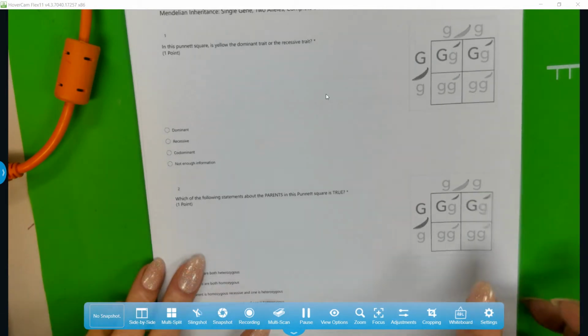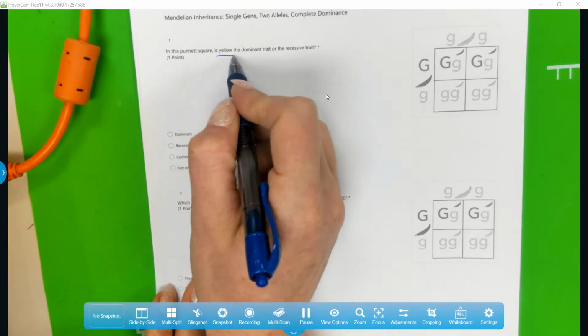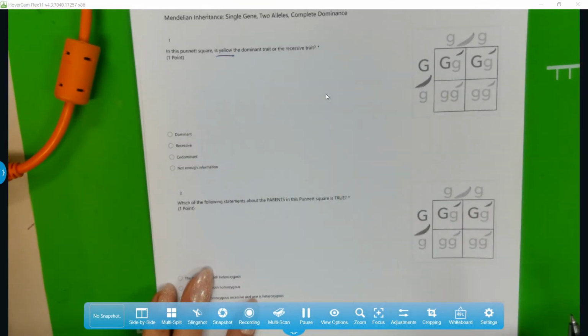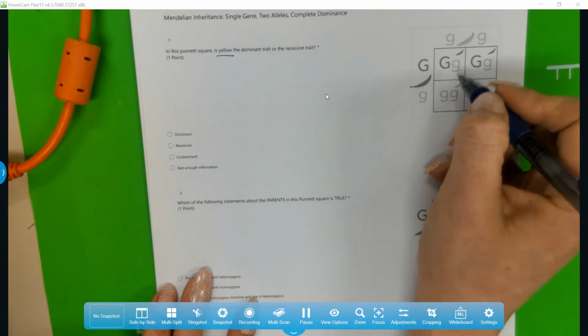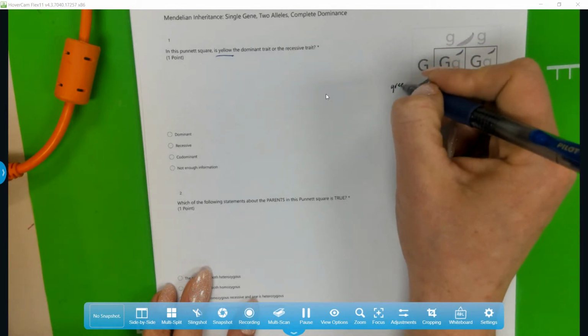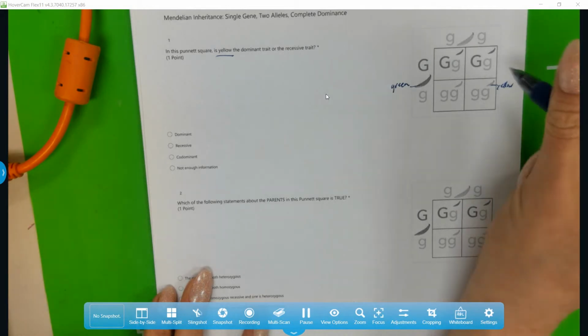All right, I'm going to review the quiz with you. So number 1, is yellow the dominant or the recessive trait? On the actual quiz, this color is green and this color is yellow. The printed version is not in color, unfortunately.